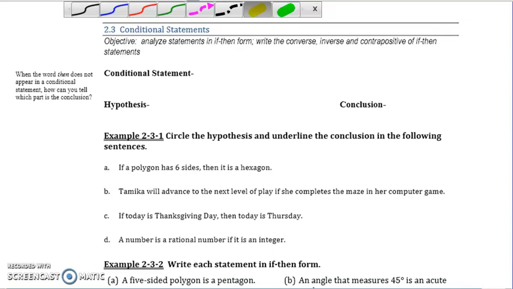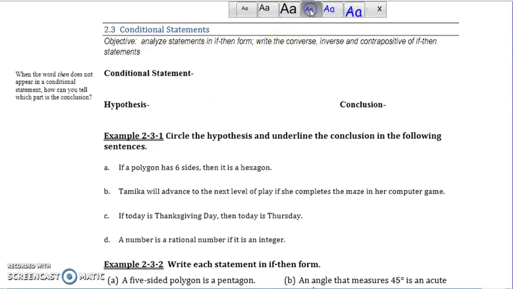So in lesson 2.3, we're going to learn about how to write conditional statements, so the if-then statements, and then learn about the converse, inverse, and contrapositive of those. So let's just start off first talking about what's a conditional statement.